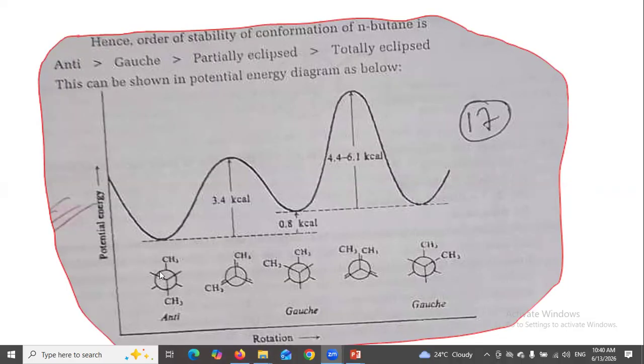Anti, 3.4 kilocalorie, and gauche. This is the fully eclipsed, 4.4 to 6.1. Partial eclipse 3.4, full eclipse 4.4 to 6.1.